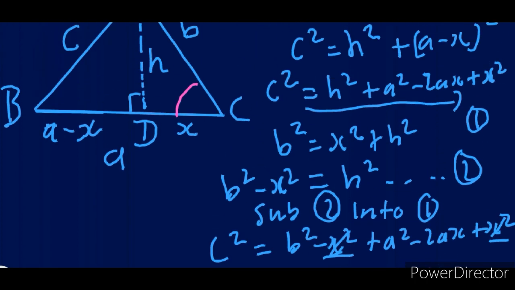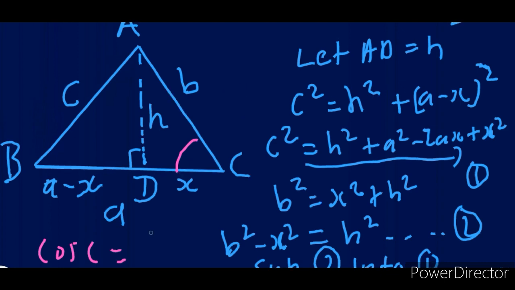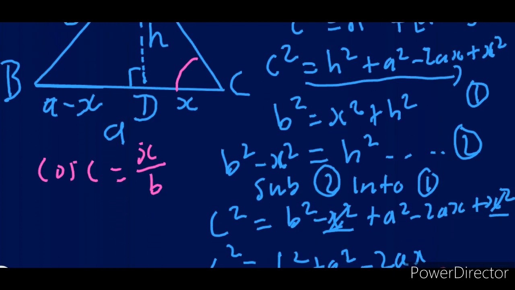So let's proceed. We have to use trigonometry. If we say cos c, because the formula has cos c, it's going to be adjacent over hypotenuse. We know that cos is adjacent over hypotenuse, so our adjacent side is x and our hypotenuse is b. So what we have to do is make x the subject of the formula.